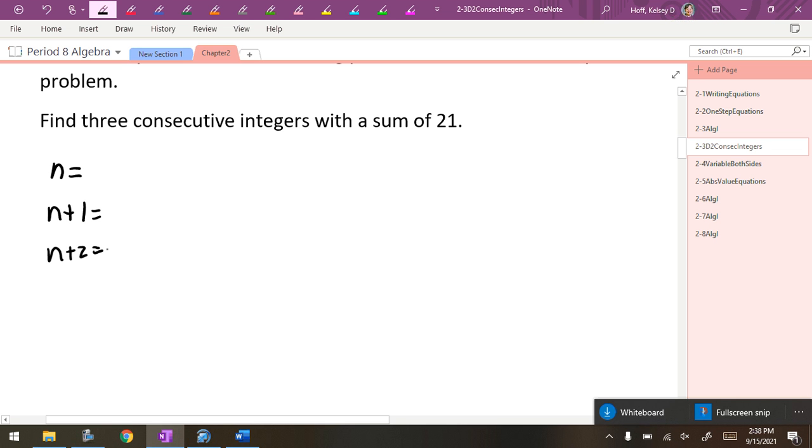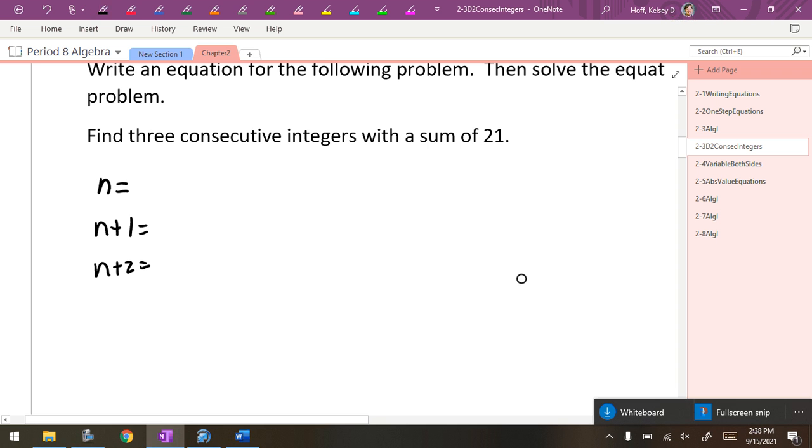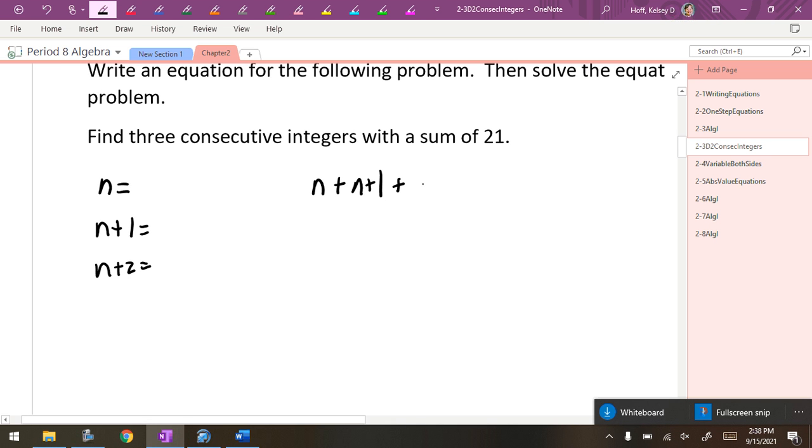Question? No? Because you have to write an equation. You don't know the answer to this yet. I need to use these 3 integers to show a sum of 21. What does sum mean? Adding. So I need to add up the 3 numbers I just had. Now don't shortcut this. Write it out. N plus n plus 1 plus n plus 2. 3 separate numbers added together gives me 21.